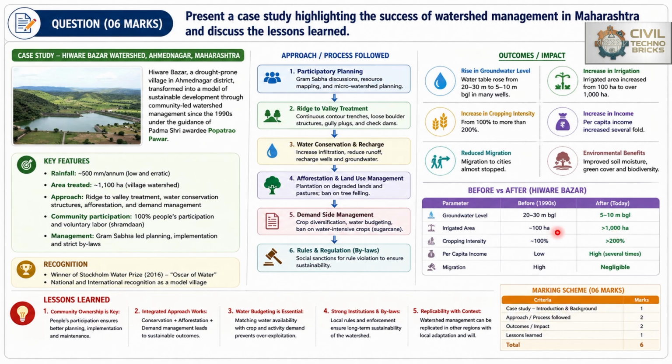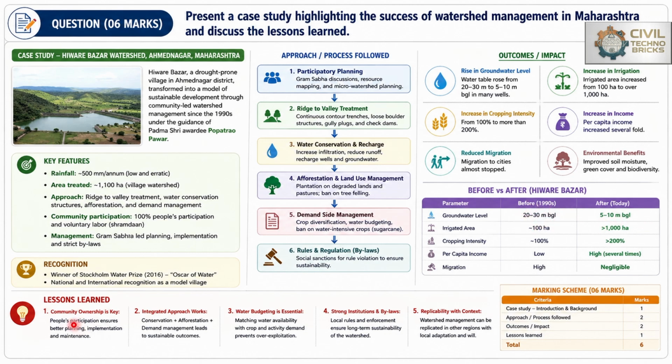Likewise, then irrigated area, see the difference of irrigated area with reference to that watershed delineation management concept. Then groundwater level which has increased to 5 to 10 meters below the ground level, where earlier it was 20 to 30 meters below the ground level.